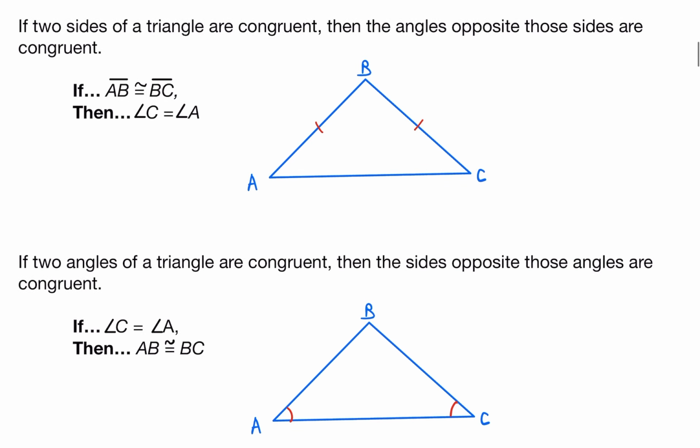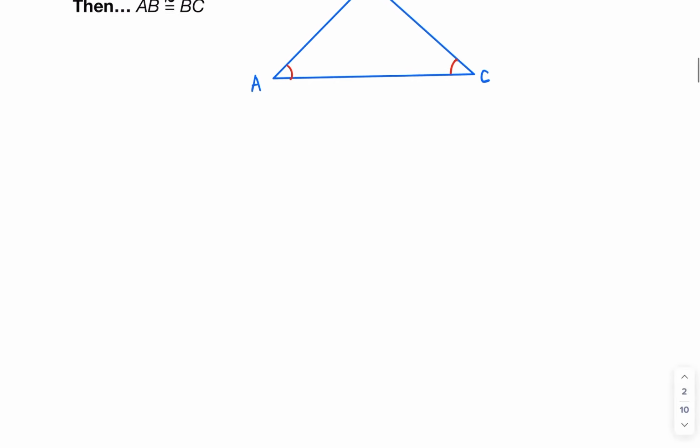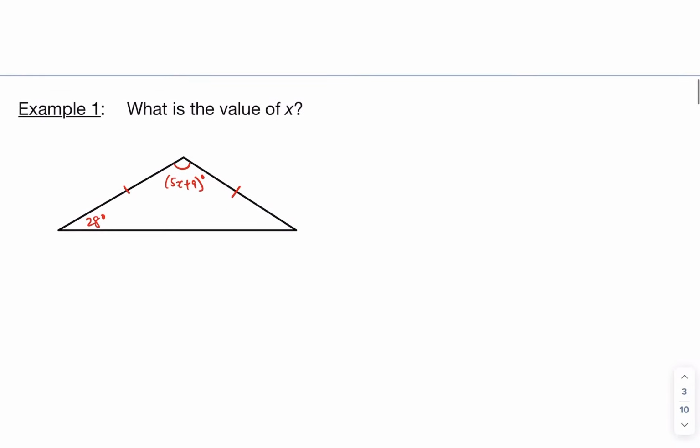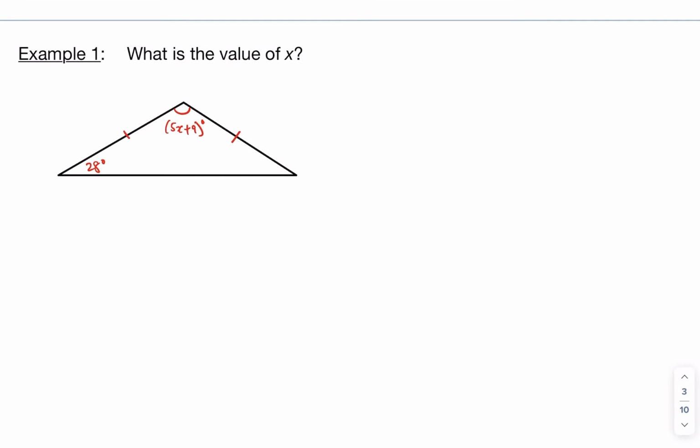And then the converse basically says that if two angles in a triangle are congruent, meaning they're the same, then the lengths of the sides opposite those angles, so side AB and side BC, have the same lengths. Okay, so those are the theorems for the isosceles triangle. Let's go ahead and apply this to the following example.